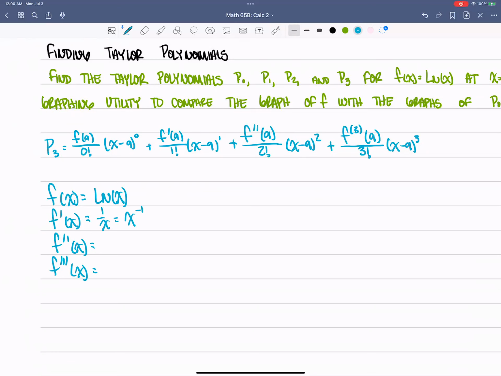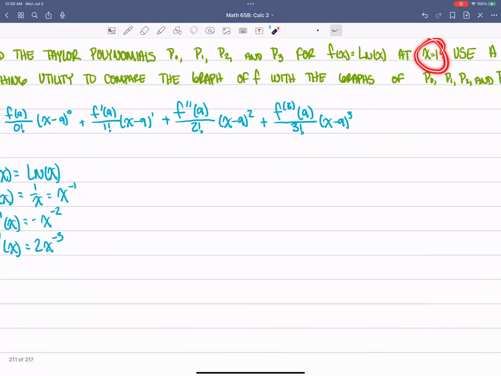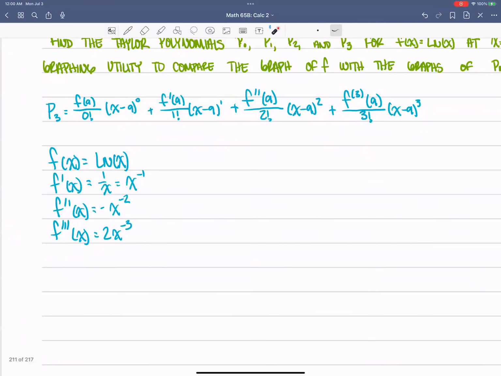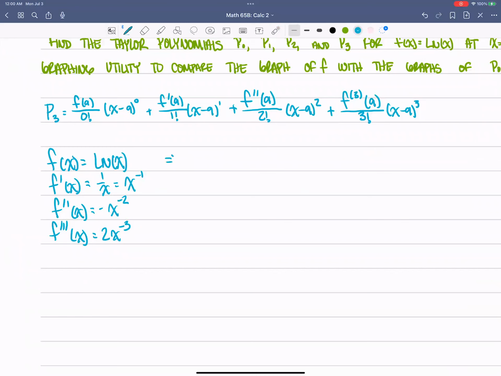The next one is going to be negative x to the negative 2, positive 2x to the negative 3. To make it a little bit easier, let's evaluate all of these at a. Remember we said a is 1, so x is equal to 1. So from here, let's match all of these with us evaluating each of these at 1.